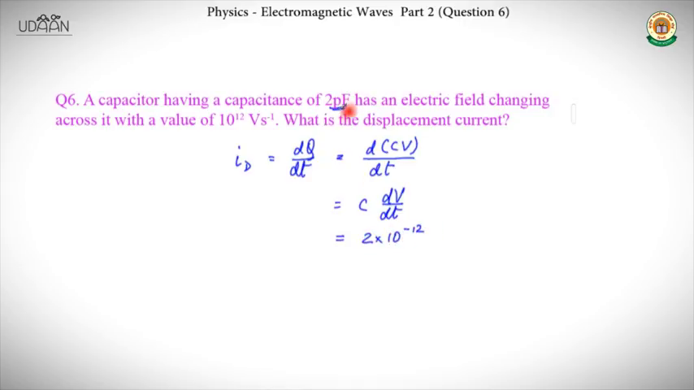Right. This is fairly simple because C has been given as 2 × 10^−12 due to the pico factor, multiplied by 10^12 volt per second, the electric field changing across it. So these two values cancel and it is 2 amperes, which is the required displacement current. Right. So it's time for us to move on to the next question.